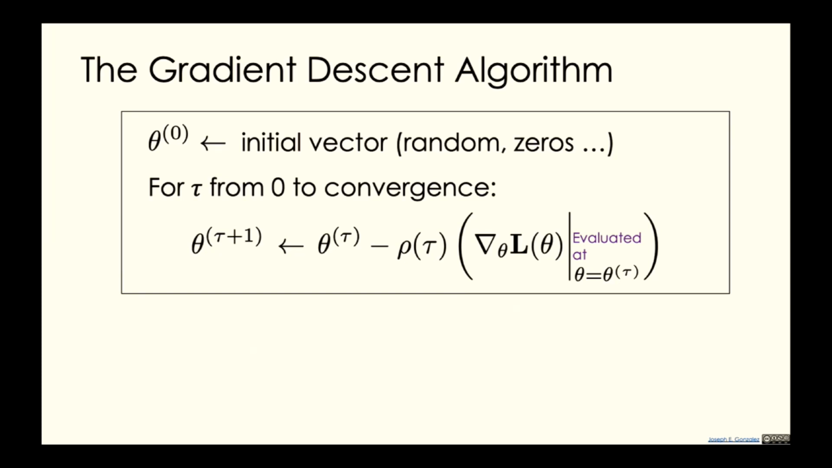Okay, so we pick an initial vector. In our case, we'll just choose all zeros. Then we're going to iterate this procedure until convergence. And the procedure is: take my previous weight, or my previous vector, my previous parameters, and subtract rho. This is going to be my learning rate. Let's just say this is 1 for now. So I'm going to subtract my gradient of the loss evaluated at my current parameterization.